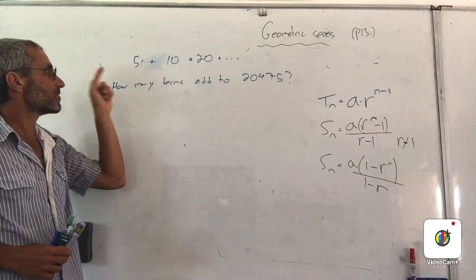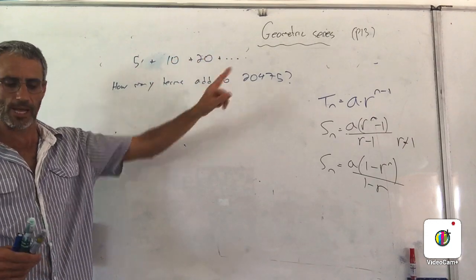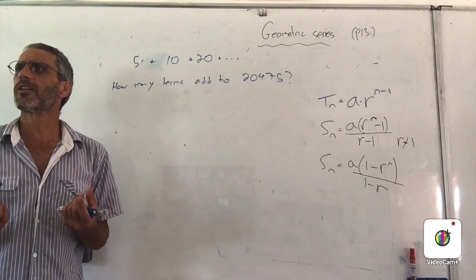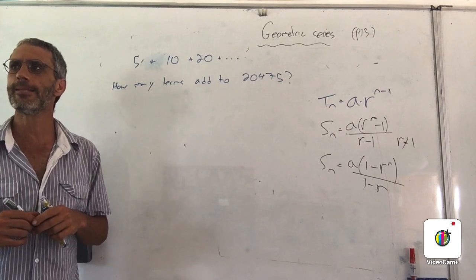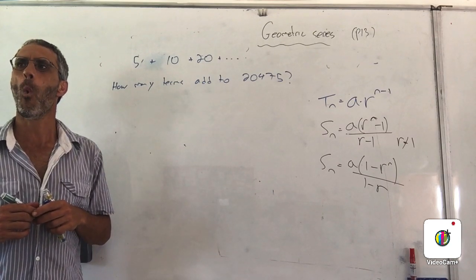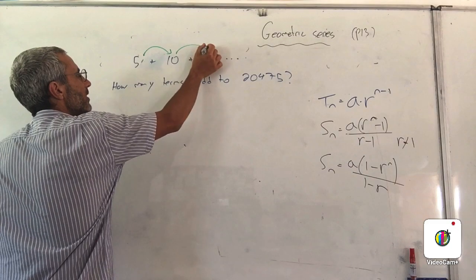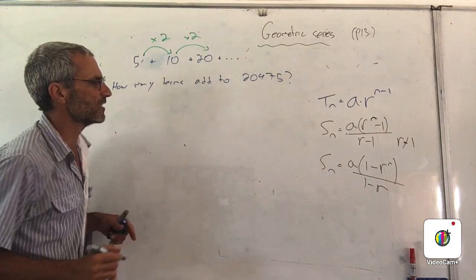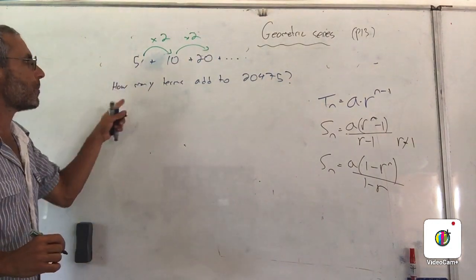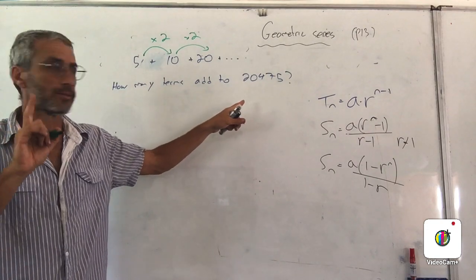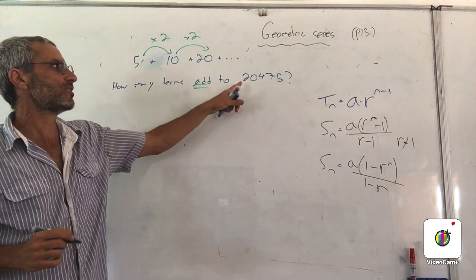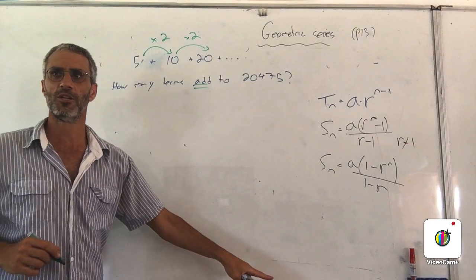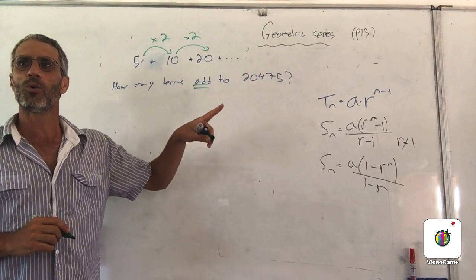Consider the next series: 5 plus 10 plus 20, and so on. Again, you don't even need to read the question. Let's calculate first. What should I calculate? The R. What am I multiplying by? 2. Great, I've got the R. I know also what the A is. How many terms add to give you 20,475? Which equation am I going to use?